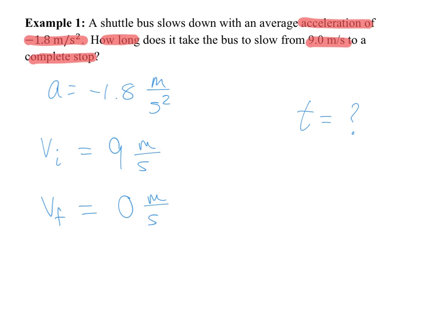V equals x over t, or a equals change in v over t. Which one are you going to use? Which one, Lauren? I think it would be that one. Because if I use this formula here, whoops, I need the pen. If I use this formula instead, I don't have x and I don't have t.